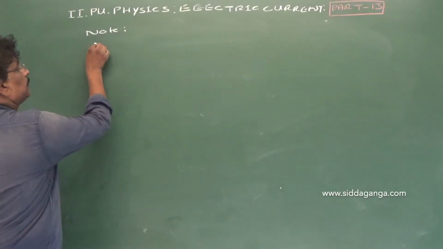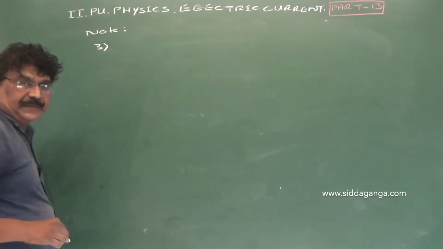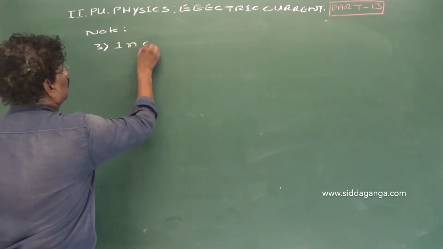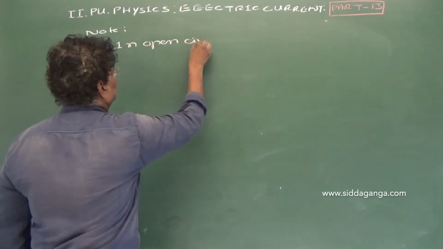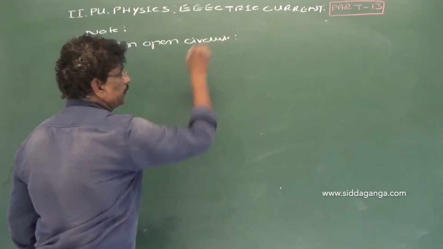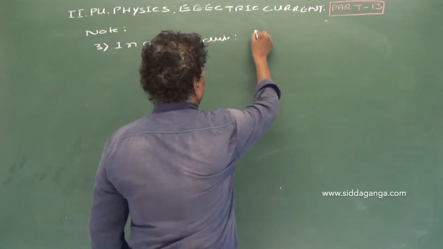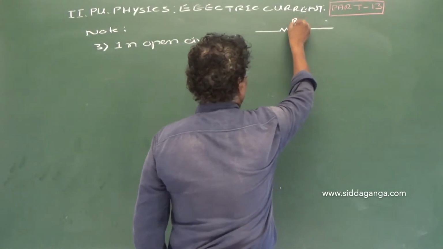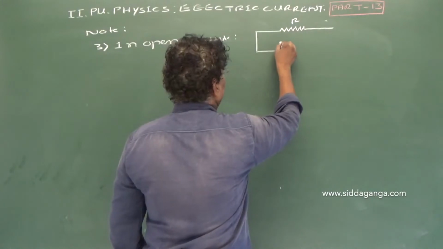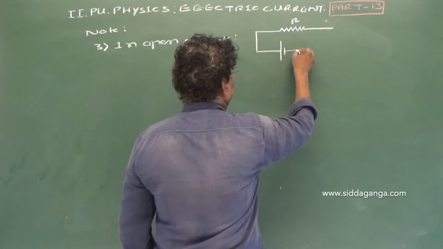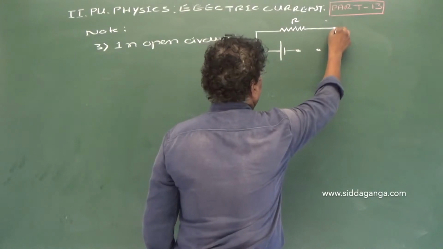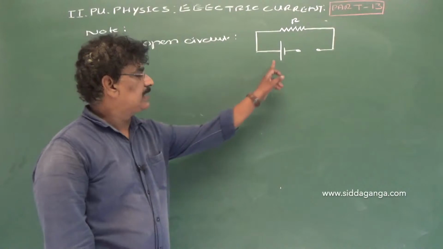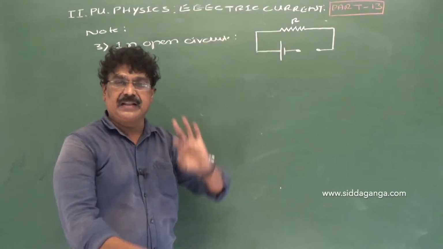Now, note number 3. Now in open circuit, the cell is disconnected from external resistance.